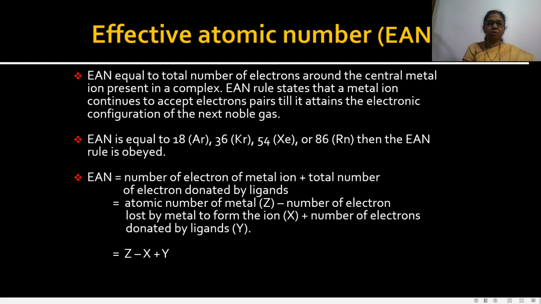Z is the atomic number of the metal, X is the oxidation number of the metal ion, and Y is the number of electrons donated by ligands. Now see some examples of this calculation of the EAN number.